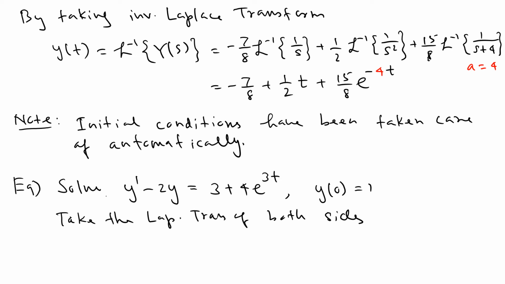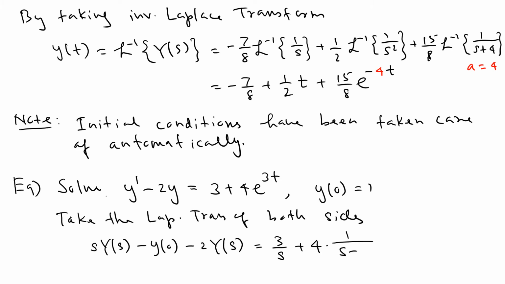From the first term, you're going to get s times Y(s) minus y(0), minus 2 times Y(s). What is 3? 3 becomes 3 over s. We know how to do that now. Plus 4 times, okay, we need to use the shift theorem. So we have e to the 3t. In this case, we always go with the opposite sign. So that means it's going to be simply s minus 3, because it's a plus 3. It's always the opposite sign. Okay, so that's what you get, and you can also simplify this a little bit.